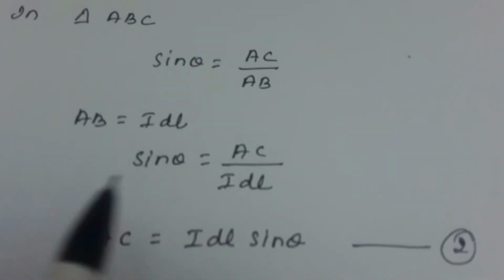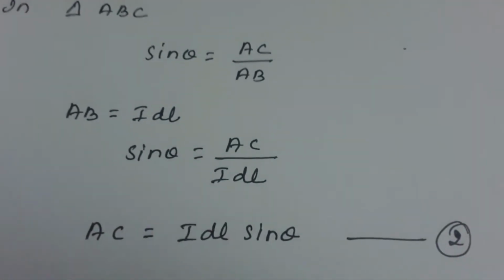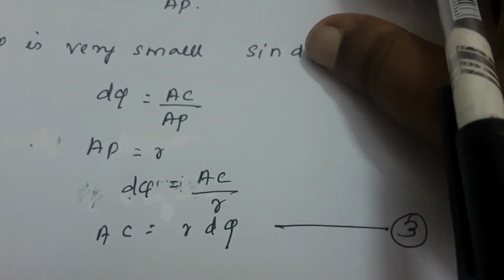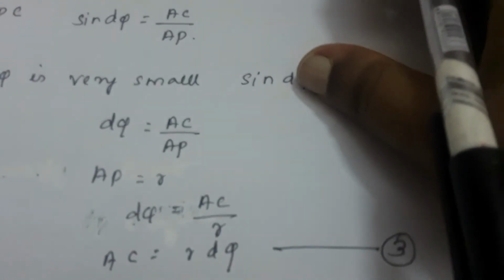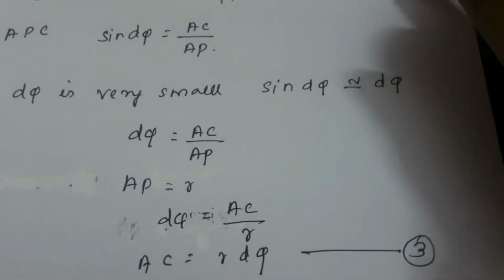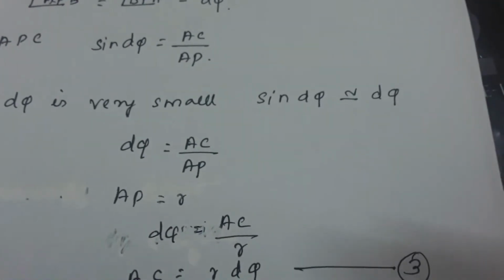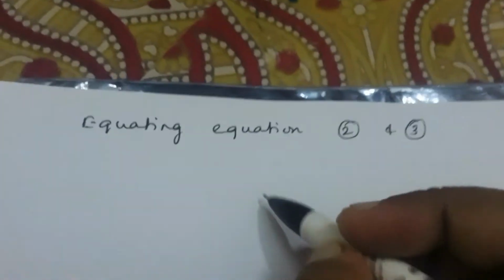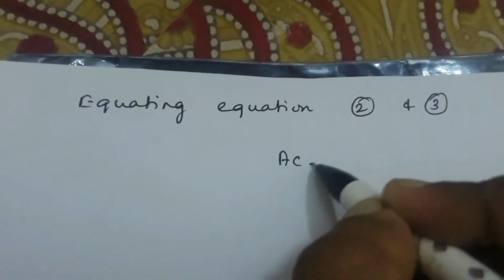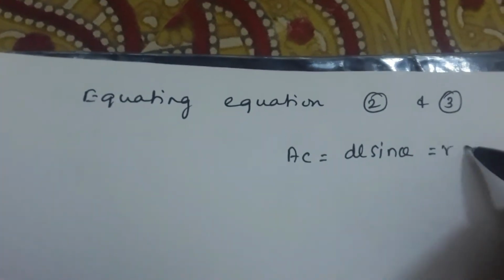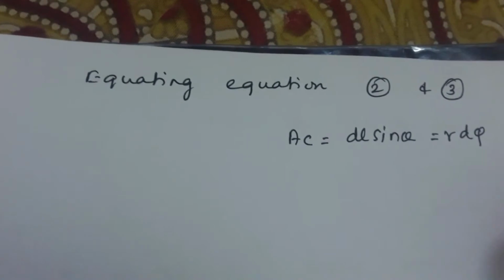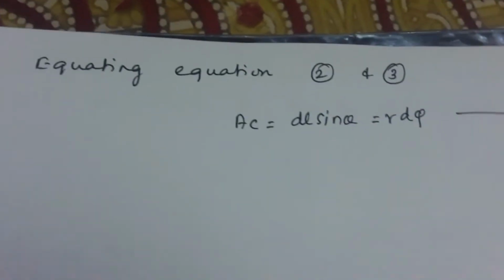Now your equation 2 is AC is equal to dl sin theta, and your equation 3 is AC is equal to r d phi. So both have their left hand sides equal. So we can equate equations 2 and 3. I can write AC is equal to dl sin theta, which is equal to r d phi. This I am going to take as equation number 4.